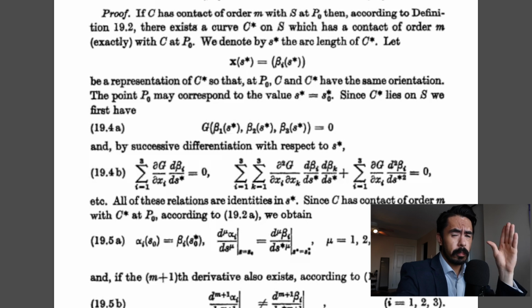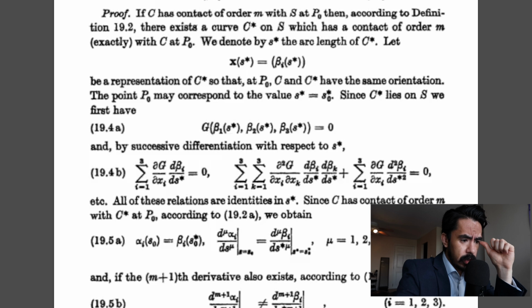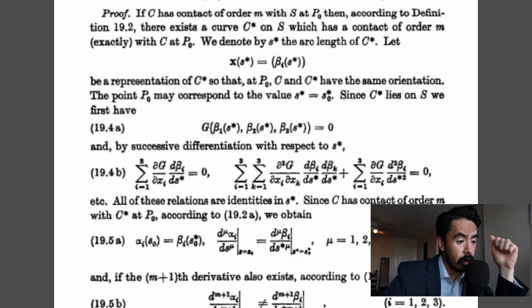So now we're going to go into the proof. And like I said, there are two parts to the proof. There's going to be a forward direction, and then there's going to be the reverse, because in Lemma 19.2 there's that if and only if. So, proof. If C has contact of order m with S at the point P naught, then according to the definition of contact, there exists a curve C star on the surface S, which has contact of order m exactly with C at P naught.